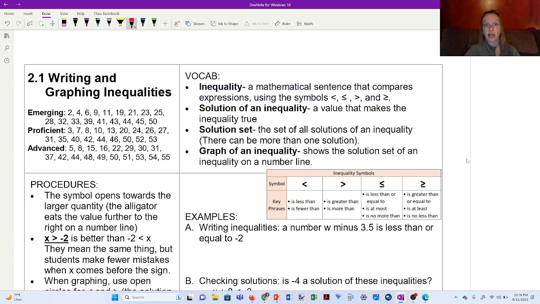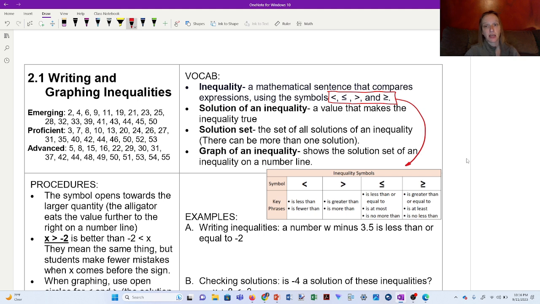An inequality is any mathematical sentence that compares expressions using one of these four symbols. And if you're not sure what those symbols mean, I've got a list down here for you. Less than, less than or equal to, greater than, or greater than or equal to.